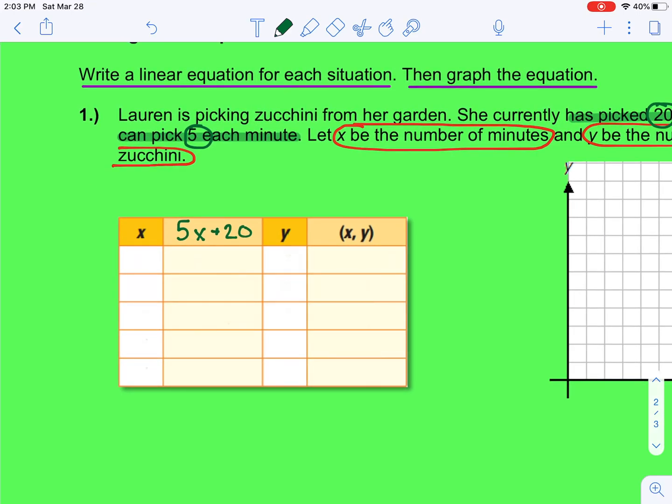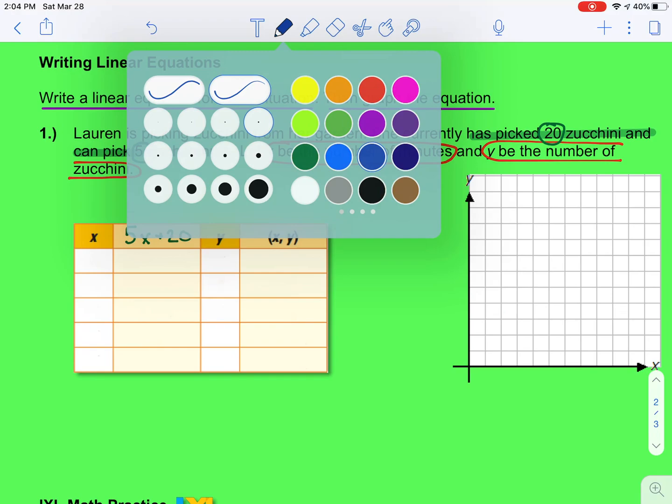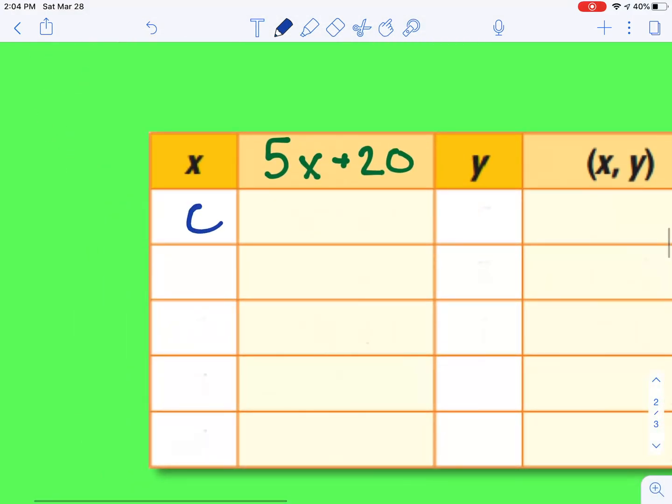Now I can decide what I want to use for my x values. This problem does not tell us what to use for x values, but we need to talk about that a little bit, because in our equations we use 2, 1, 0, -1, and -2. This time x is representing the number of minutes. So it doesn't make sense to use any negative numbers. So I still like to start with 0, because that's an easy one.